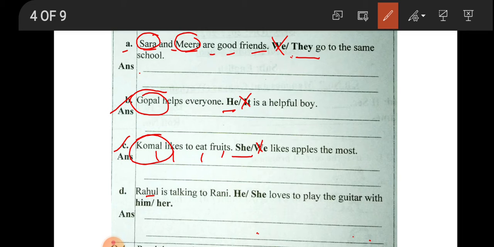Next, Rahul is talking to Rani. Rahul is talking to Rani. So now we are talking about Dash loves to play guitar with Dash. So Rahul के लिए क्या use करेंगे? He, not she. He loves to play the guitar with whom? With Rani. So for Rani we will be using her, not him. So Rahul is talking to Rani. He loves to play the guitar with her.